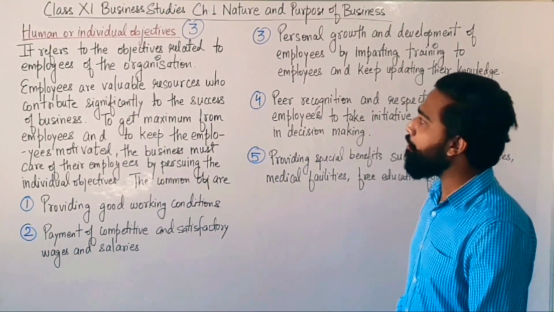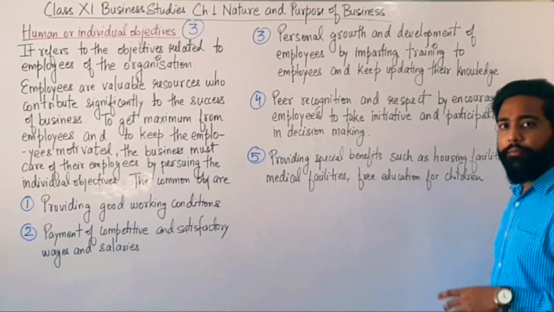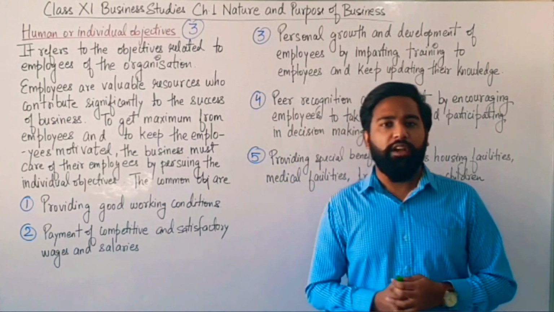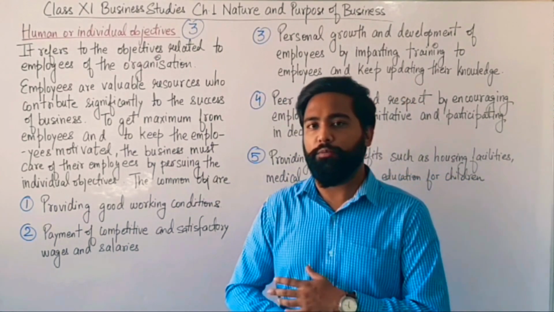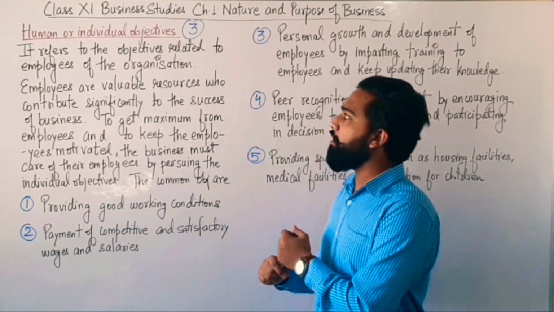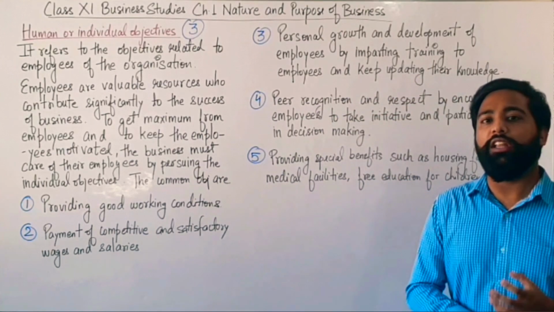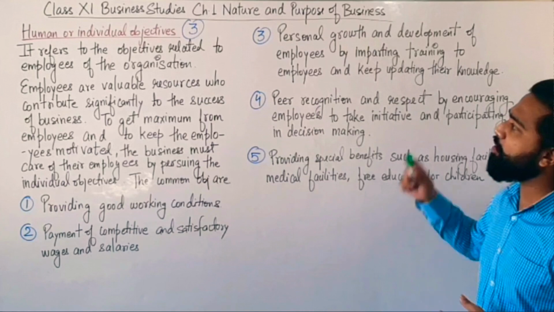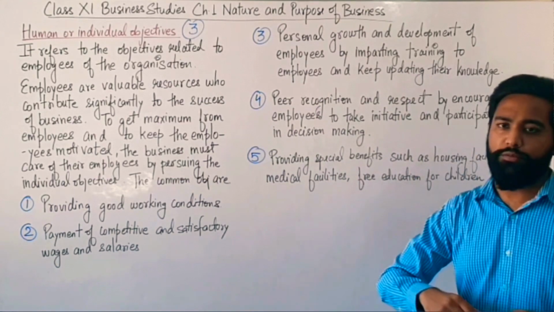We are continuing the topic, the objectives of business. We had completed the economic objectives and the social objectives. Today we are going to continue with the human or individual objective, the third type of objective.